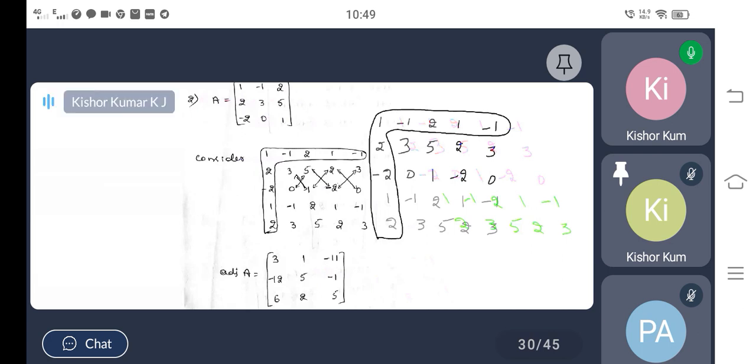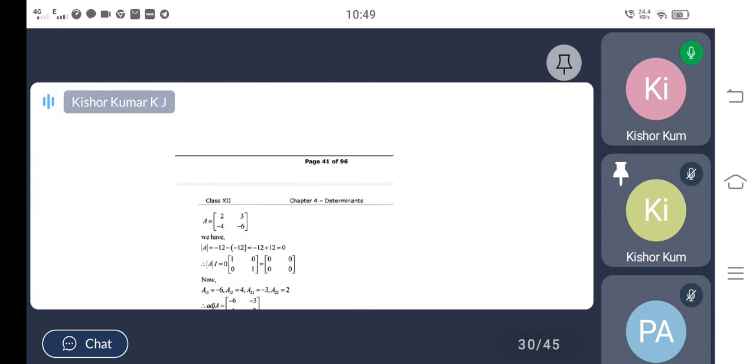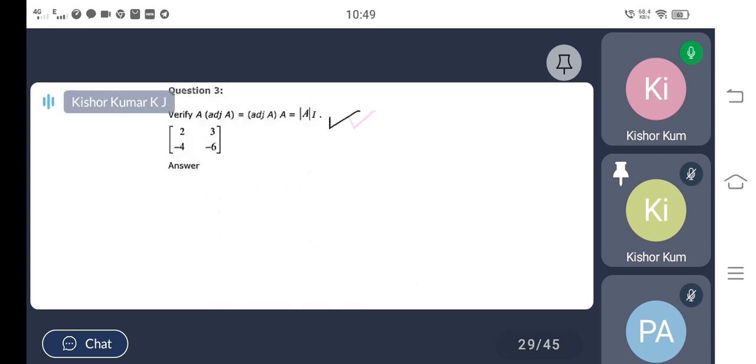Okay. So here you have the next problem. Question number 3: verify A into adjoint A is equal to adjoint A into A, that is equal to determinant of A into I. Already we have solved this problem, no? Not theorem number 3, sorry, theorem number 1. So for this we can easily observe.